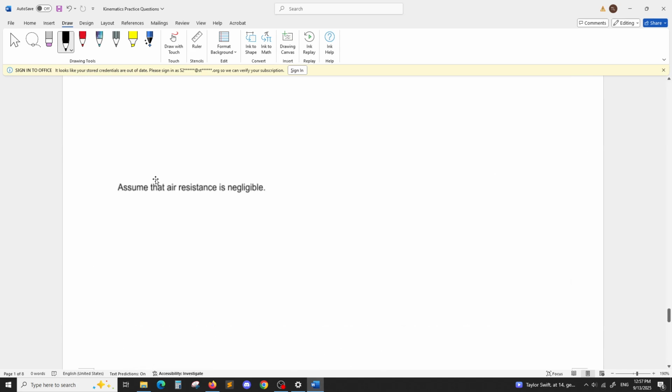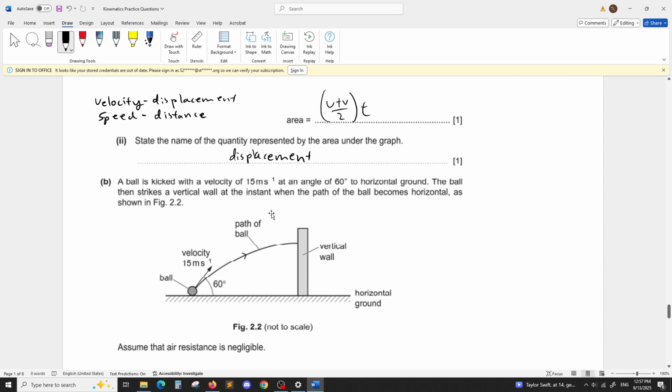So we're given that it strikes a vertical wall at the instant when the path of the ball becomes horizontal. So when it becomes horizontal, we know that, oh my god, I can't draw straight lines. This means that our vertical component is actually 0, because we're only moving horizontally, not vertically, so it's going to be 0 meters per second.